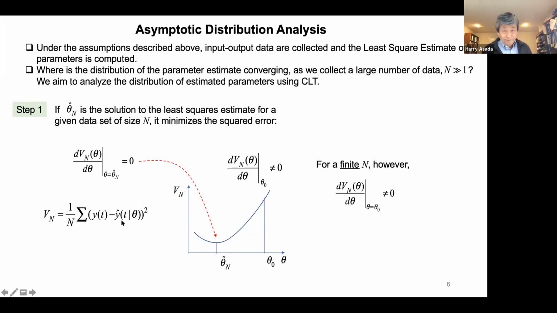Quadratic forms. And if this is a solution to our least square estimate problem for data N, which is now finite. Okay, N is finite. So for that data, this is the best one. So the derivative with respect to theta, evaluated at theta N hat, is 0, right?